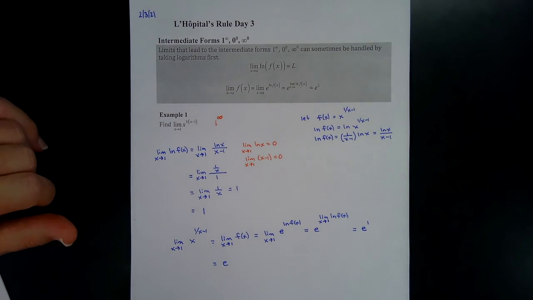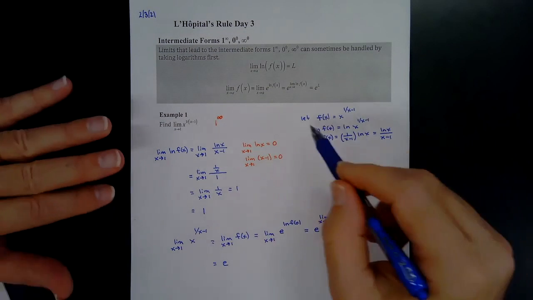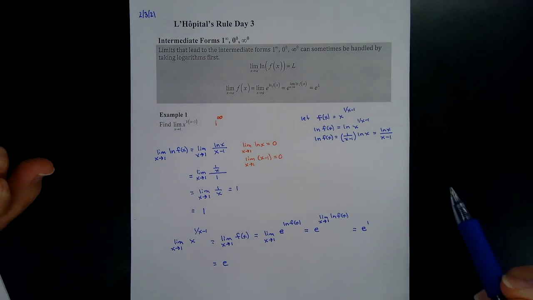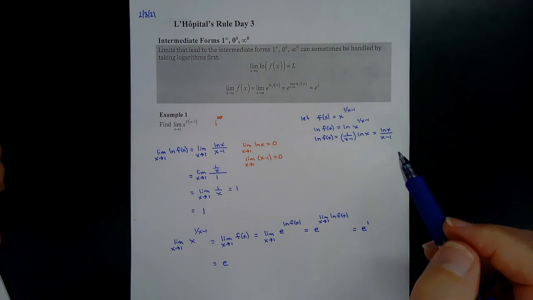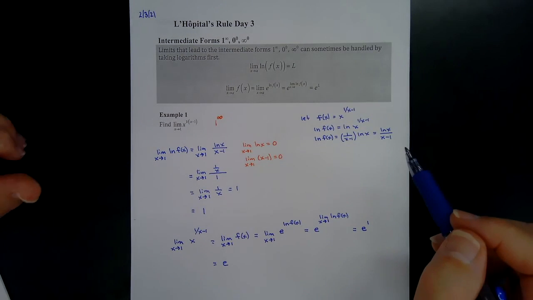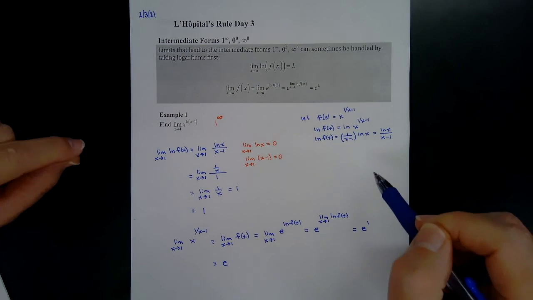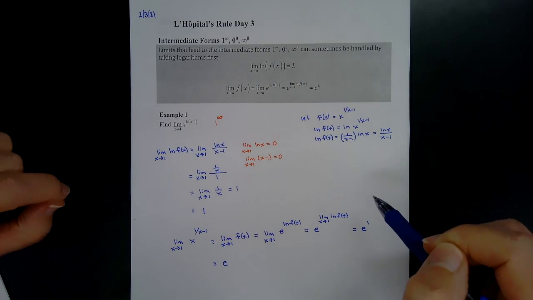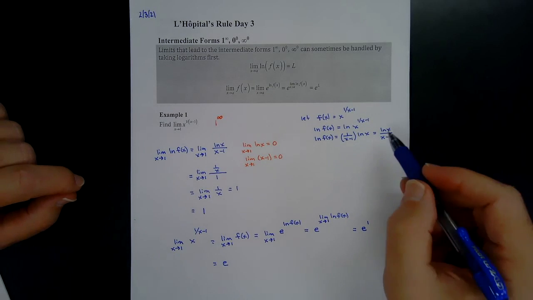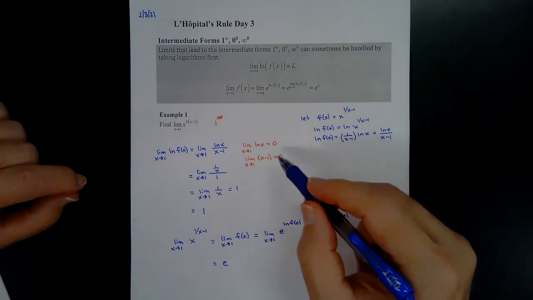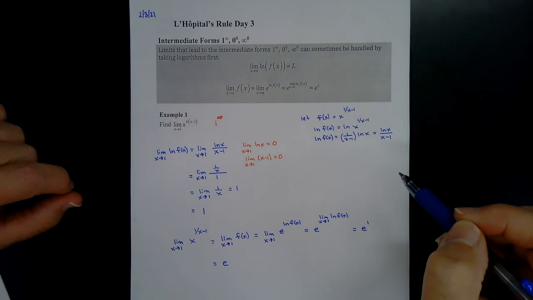And all of this is true. All of this works. It's not like hocus pocus. It may seem like it, but it's not. It's all based on if this is true, then this must be true, and if this is true, then this must be true. So it's based on logarithm properties, it's based on limits, and it's based on L'Hopital's rule.